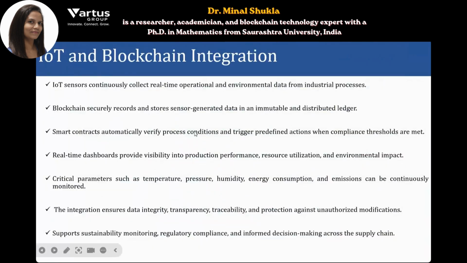Okay, I hope my slides are visible, right? Are my slides visible? Yes, Dr. Shukla, is it visible? Okay, sorry to ask you, but in between it was not set.